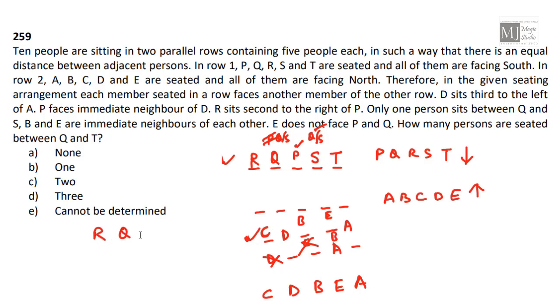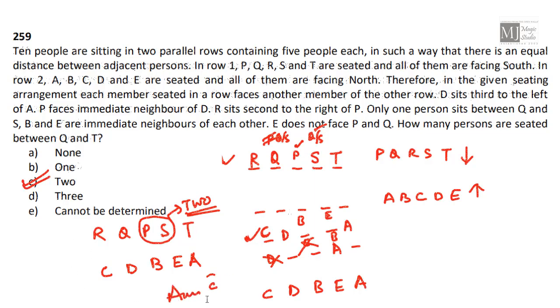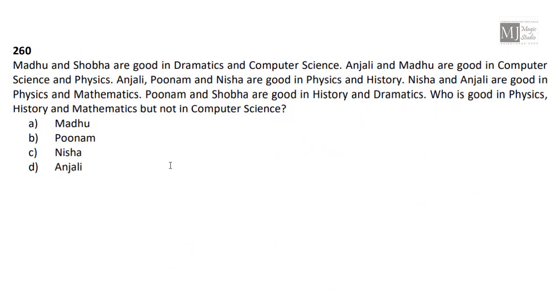So the correct sequence would be R, Q, P, S, T, and the people sitting against them should be C, D, B, E, A. How many persons are seated between Q and T? Between Q and T, we have 2 persons, and the 2 persons are P and S. Option C fits in. Question number 260.